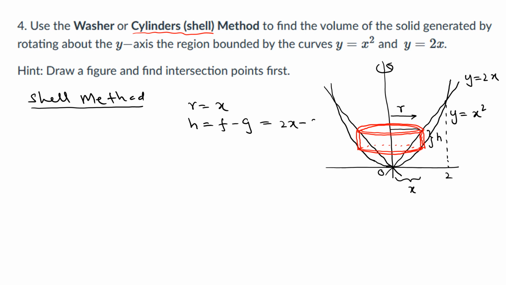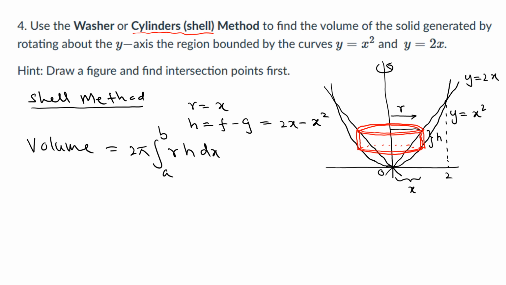The bottom function is x squared. So that's what we have. In this case, we need to plug into the formula. We know the volume formula for the shell method is 2 pi, and then the limit going from a to b, the radius, height, dx is thickness.